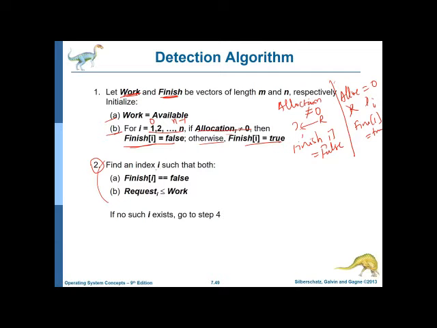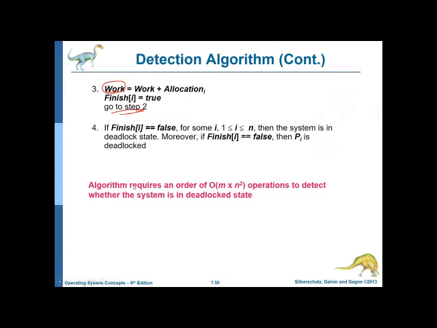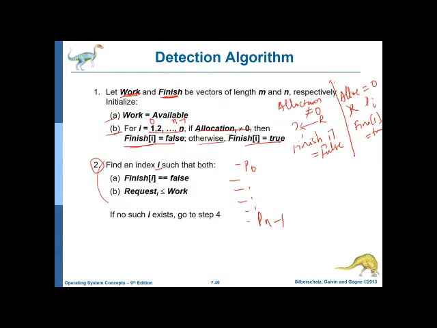So find an index i such that, you have to search through every process that is available. Say you have P0 till Pn minus 1. You go through each and every process in this system, and you find for which value of i the finish is false. It's a comparative statement. We are checking whether finish of this process is false. False means its execution is still pending.